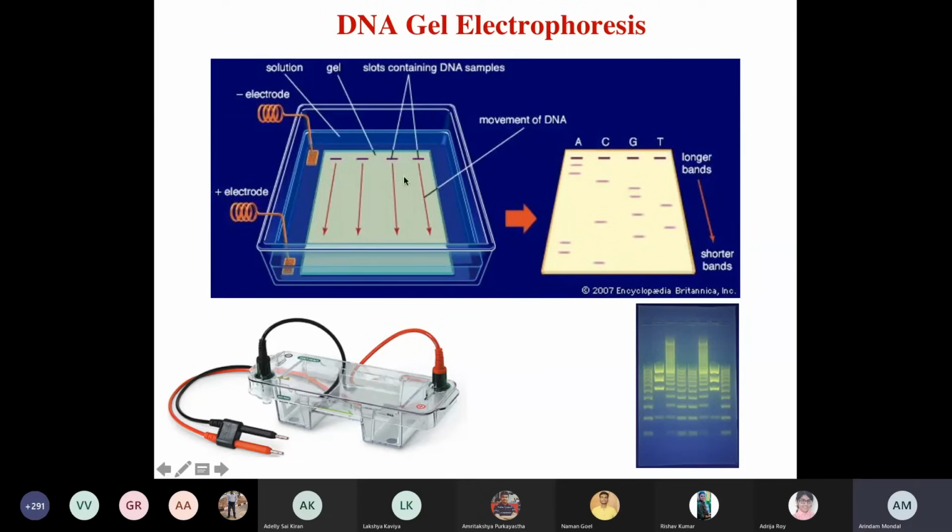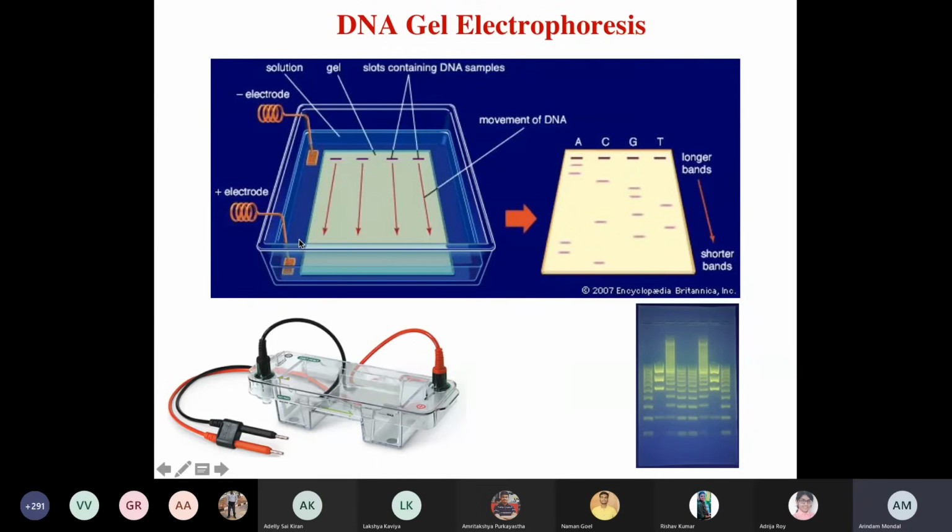Once you have the gel, you put it in the buffer which contains some salts, and then you apply an electric field. This is the negative electrode and this is the positive electrode. Subsequently, you load the DNA into the gel. You add the DNA solution into these holes and apply the electric field, and it should migrate from negative to positive direction.